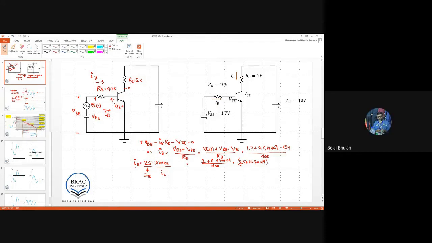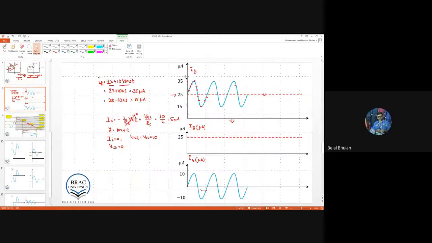If I draw the current relationship here, on this axis our total current and on this axis our time. Since IB is equal to 25 plus 10 sine omega t, the maximum value of the current is 35 and the minimum value is 15, and the base current is fluctuating or changing between 35 and 15. So it consists of two parts: one is due to the DC, another is due to the AC.